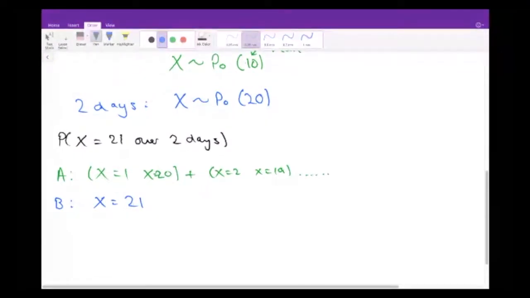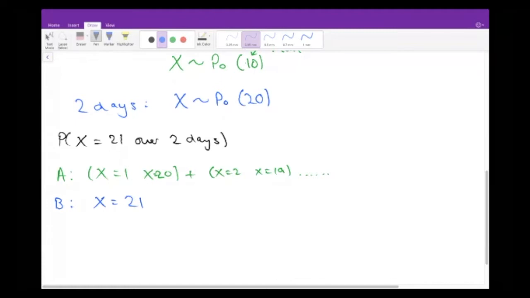Okay, so whenever you're changing the time frame you're looking at for a Poisson distribution, it's easier to just scale the mean up or down as you need to, instead of thinking about combinations of different, say, 10-day periods to make the overall 20 days or 2 days. Okay, so always scale to look at the time frame in the question.